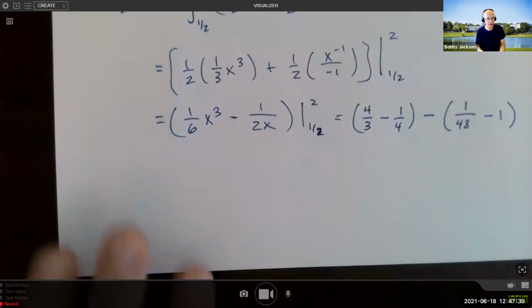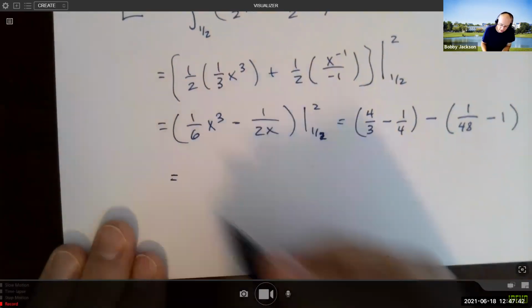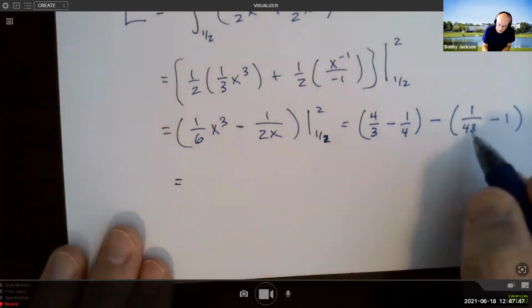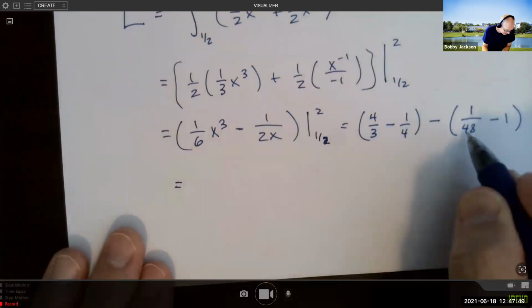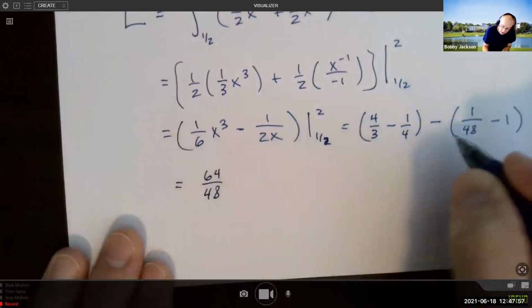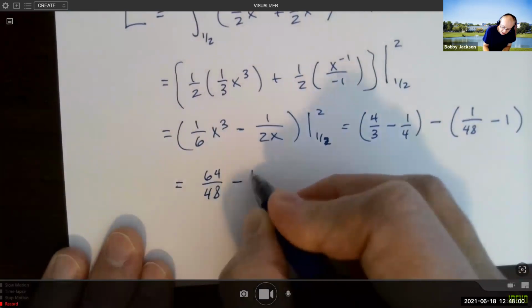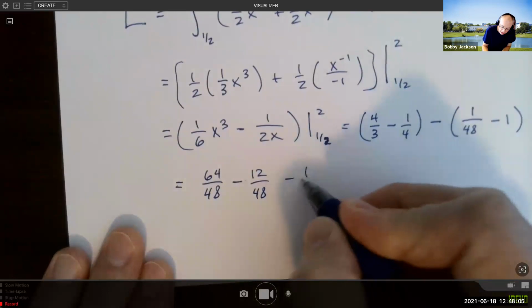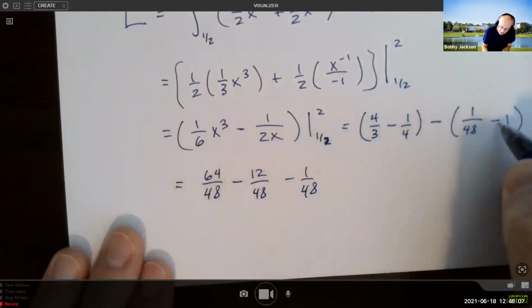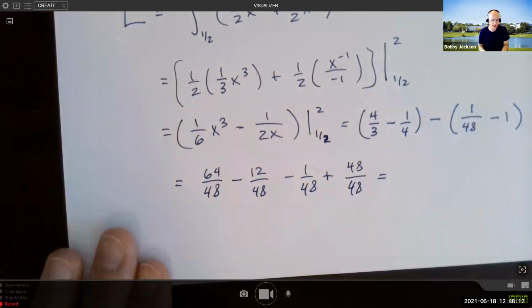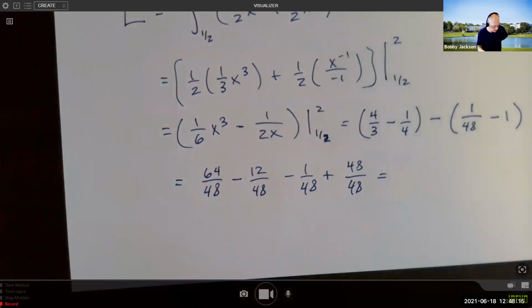Now, again, you can use your calculator to use the convert to fraction key, but it's pretty easy. My least common denominator of all my fractions is 48. 3 goes into 48 16 times. 16 times 4 is 64. So that's 64/48. That's what 4/3 is. 4 goes into 48 12 times. So I get 1/4 is 12/48, minus the 1/48. And then minus a negative, that's plus 1. And 1 would be 48 over 48. So now I have a common denominator. I can add all those up.